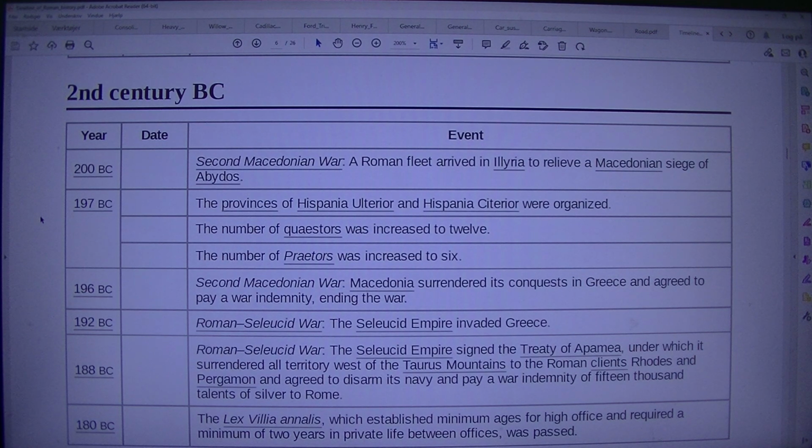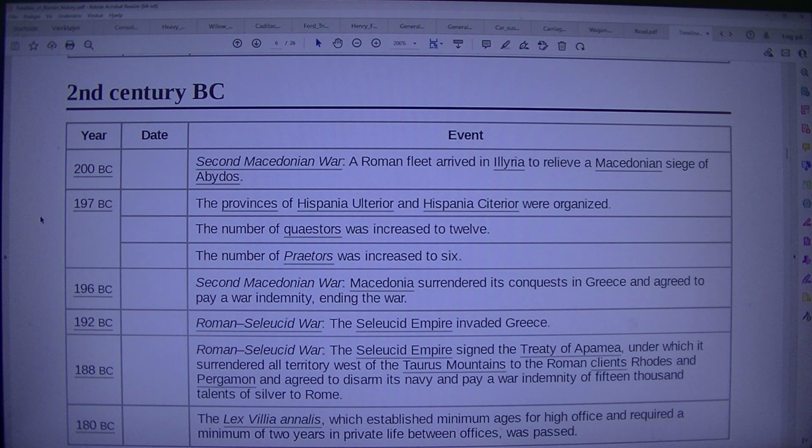197 BC. The provinces of Hispania Ulterior and Hispania Citerior were organized. The number of quaestors was increased to 12. The number of praetors was increased to 6. 196 BC. Second Macedonian War. Macedonia surrendered its conquests in Greece and agreed to pay a war indemnity, ending the war.